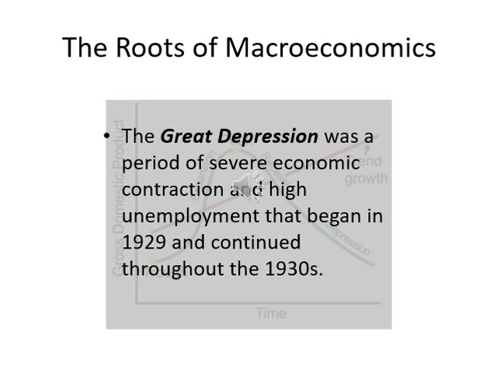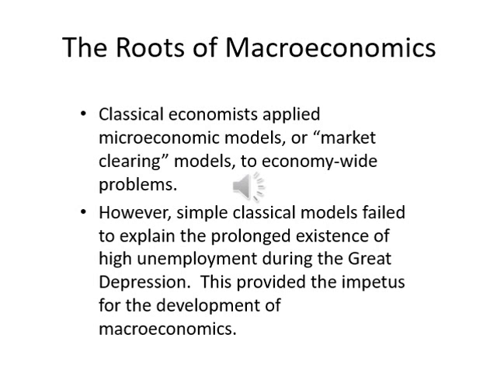The Great Depression was a period of severe economic contraction and high unemployment that began in 1929 and continued throughout the 1930s. Classical economists applied microeconomic models, or market clearing models, to economy-wide problems. However, simple classical models failed to explain the prolonged existence of high unemployment during the Great Depression. This provided the impetus for the development of macroeconomics.